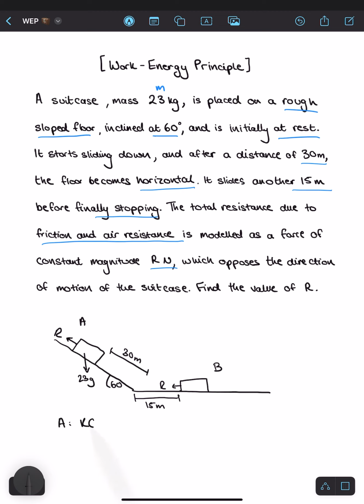So in A, is there kinetic energy? No, because it's at rest. Is there gravitational potential energy? Yes, because it's above ground level. And is there any work done due to resistive forces? Not yet, since it's at rest. Okay, part B. Is there kinetic energy now? No, because now it's stopped at B. Is there any GPE? No, because now it's on the floor. That's like our zero level. Now, is there work done against the resistive forces? Yes, that's what the GPE gets transferred to.